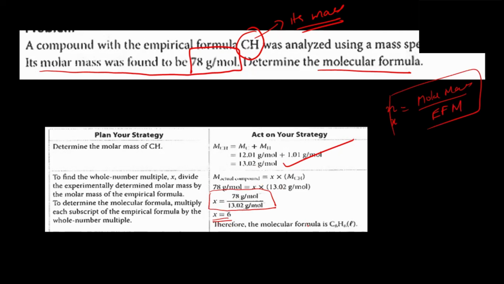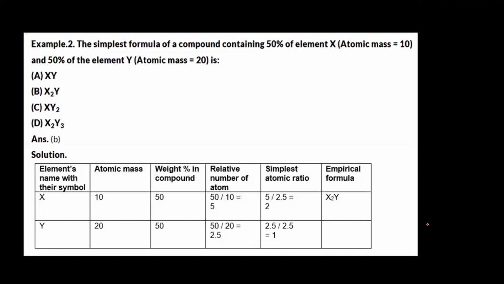And what you have to do is multiply CH, the empirical formula, throughout by that, and you will get the molecular formula as C₆H₁₂. So this is the molecular formula calculation. Very simple, right?